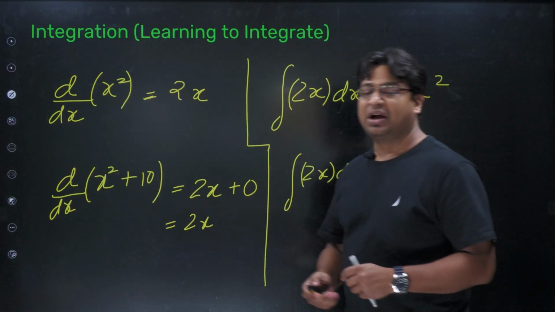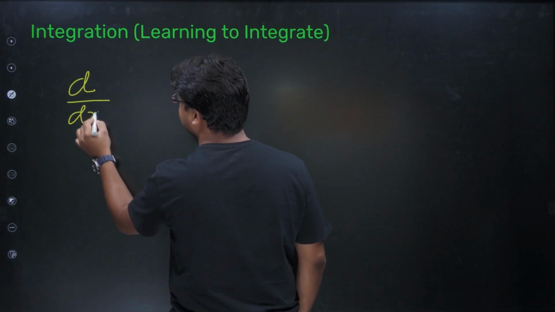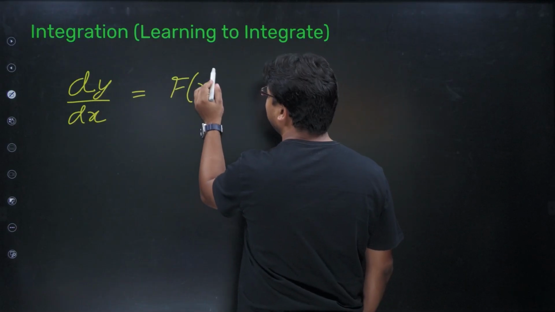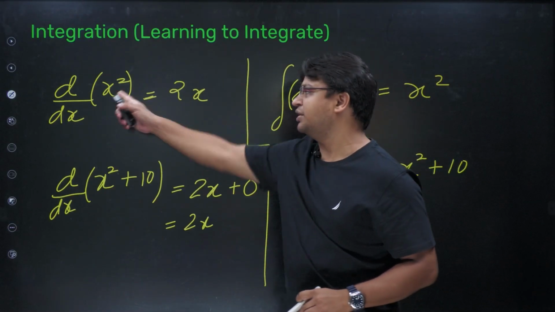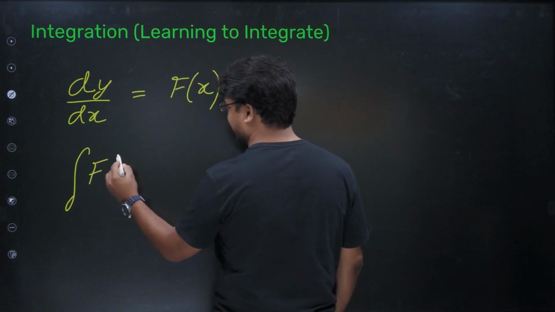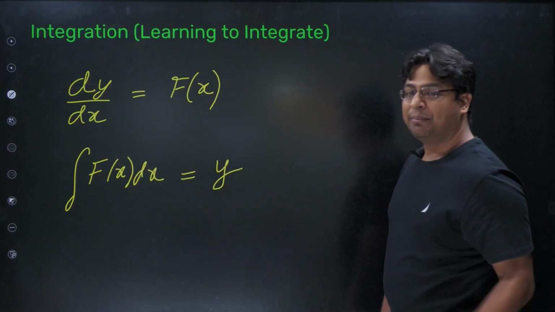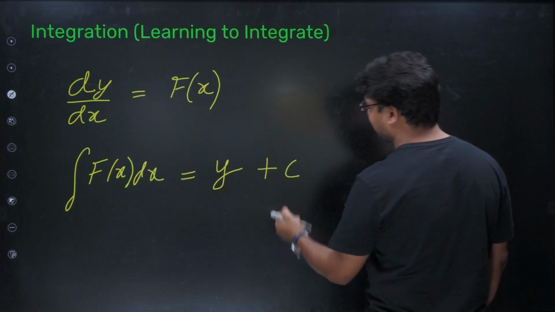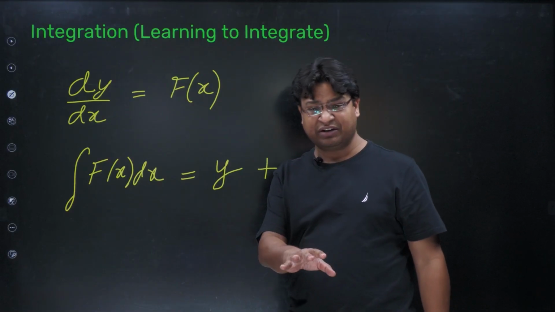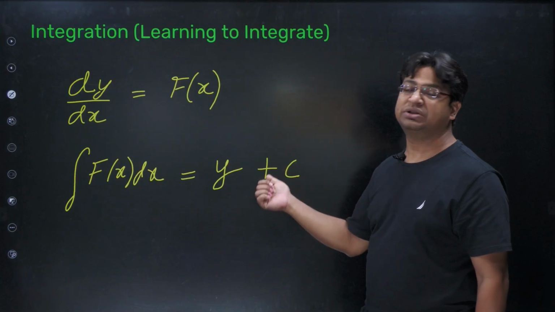What I'm trying to say is that suppose you differentiated y to get some function of x. For example, here you differentiated x square to get another function of x. Then integration of this function with respect to x should give you y, but you make it a point that you write a plus c here, so that you tell everyone that you are knowledgeable enough to understand that there could have been a constant added to this y.